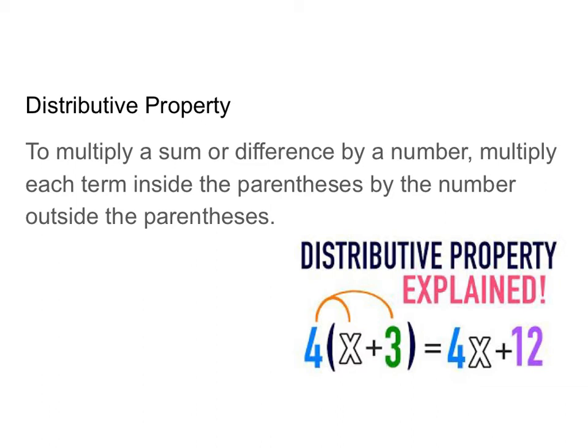To simplify it, we multiply the 4 times the x, and then we multiply the 4 times the 3, because we have 4 x's and we have 4 groups of 3. Or in this case, we have 4 x's and 4 groups of 3, which is 12.